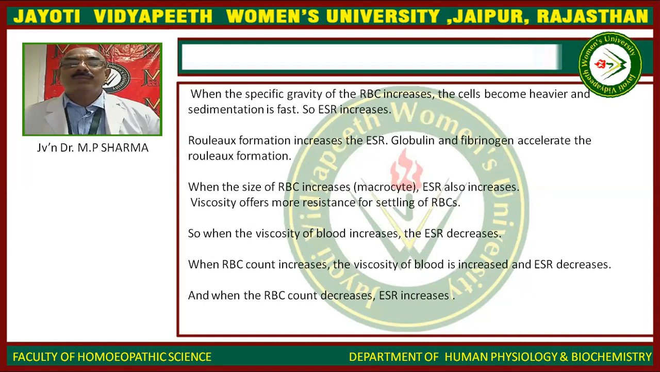When the specific gravity of the RBC increases, the cell becomes heavier and sedimentation is fast, so ESR will increase. Rouleaux formation increases the ESR; globulin and fibrinogen accelerate the rouleaux formation. When the size of the RBC increases, as in macrocytes, ESR also increases.